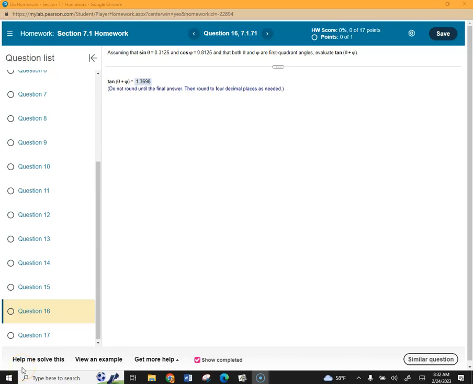In 7-1 homework, number 16 looks really complicated, especially because it's just theta and then gamma, I think. I don't remember what that one is. But anyways, your indication that you're using your calculator is the fact they're giving it to you as decimals, and then the answer says give it to me as a decimal, which means you're just letting the calculator do the work. Okay?